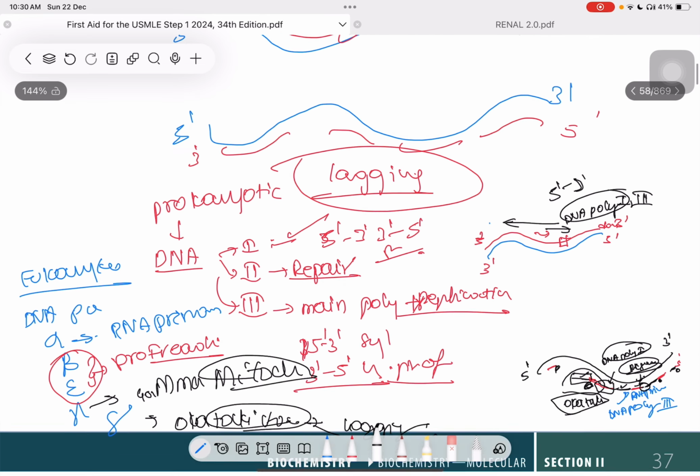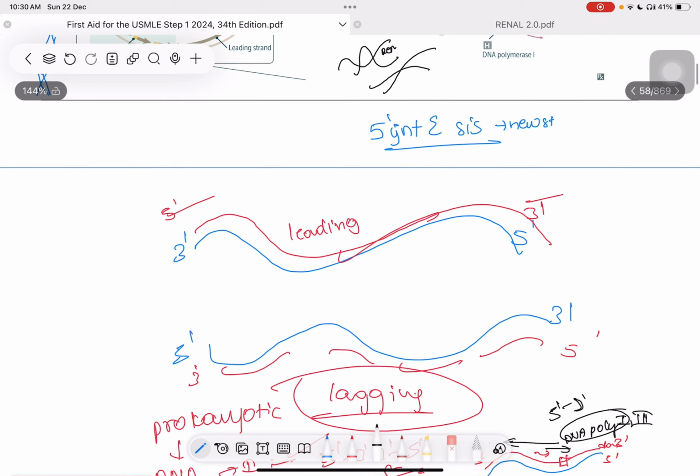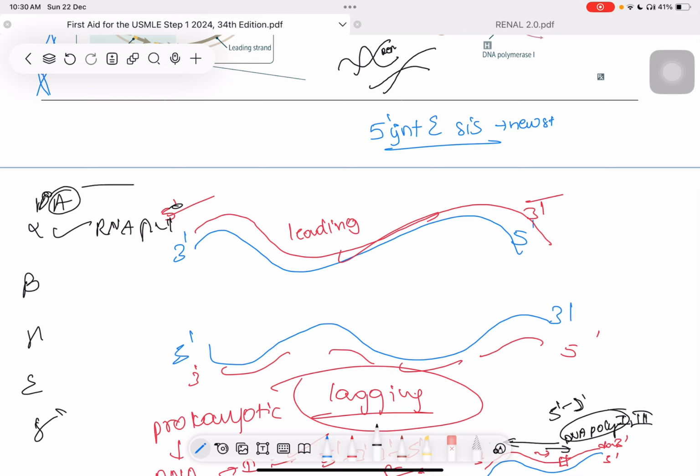Next, your beta has a repair activity. Your epsilon has initiation of replication activity. So this is the basics. Once you revise the DNA polymerases, alpha, beta, gamma, epsilon, and delta: alpha is for primase. See, primase, primary, alpha is a primary. That's how you remember it.